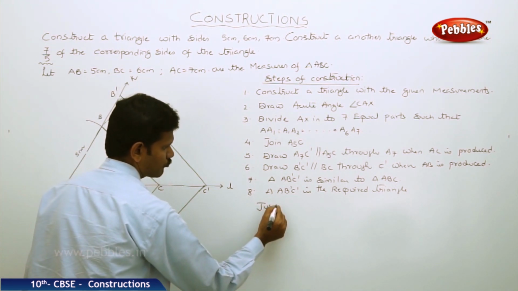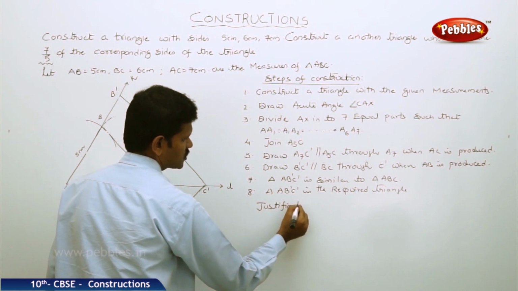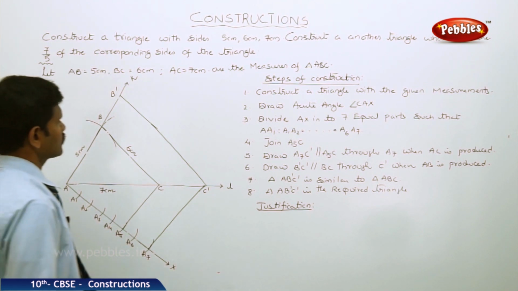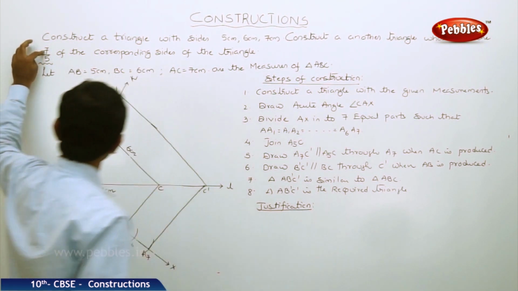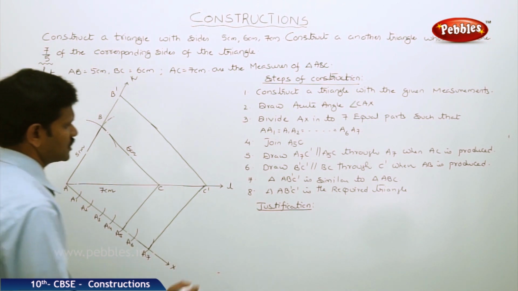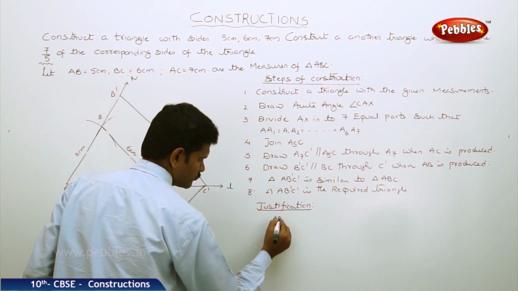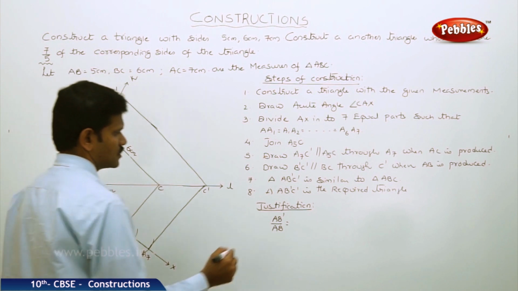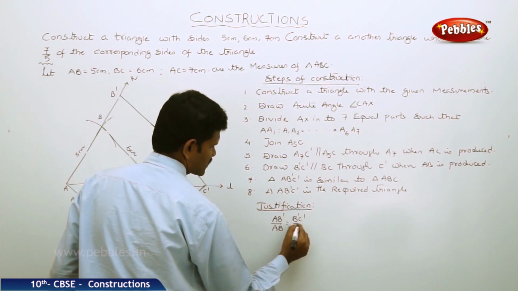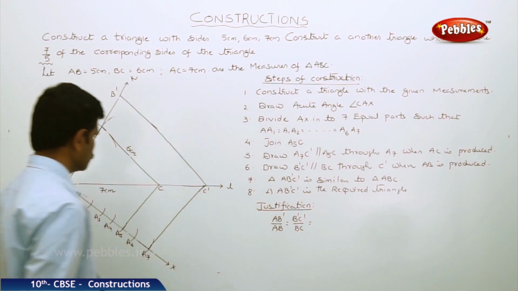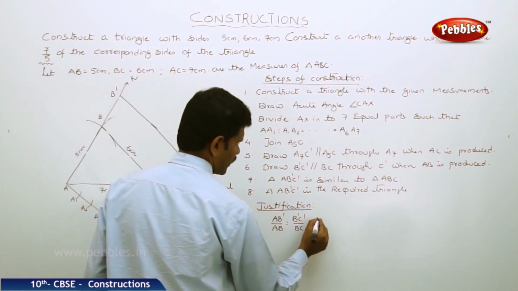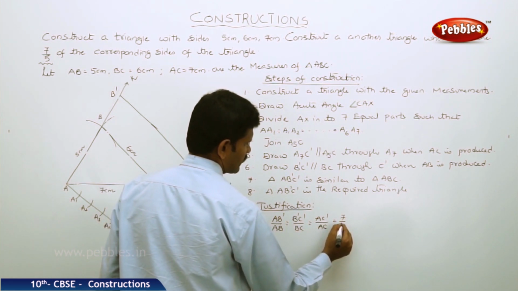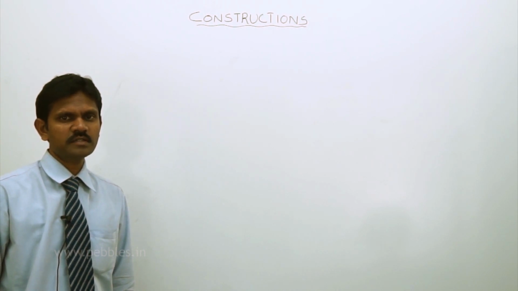Justification: from the two triangles you have to consider big part by the small part. Big part is AB dash by AB is equal to B dash C dash by BC equal to AC dash by AC is equal to 7 by 5. Let us see the next construction.